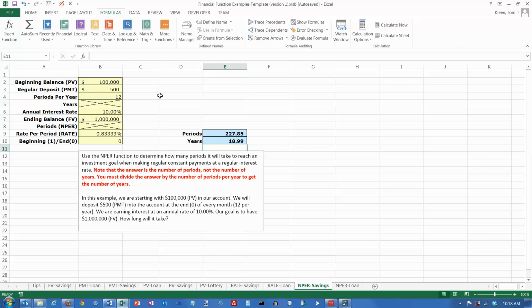So it looks like it's going to take us 19 years to reach that goal. And we've just solved every single savings problem here. All you have to do is apply this to a different problem. Just go in here and change the numbers, and you will automatically get the correct calculations updated over here.